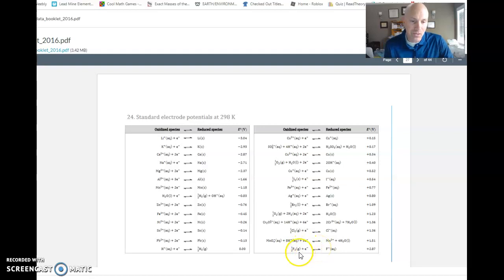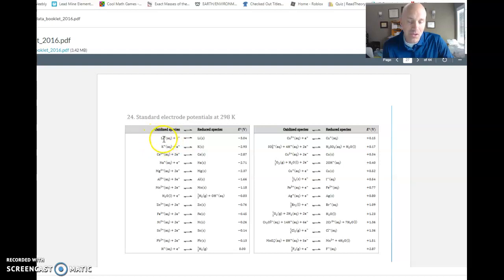Since fluorine is getting reduced here, that means this right here is acting as an oxidizing agent. Since it's the most likely to occur in this entire chart, this right here would be the strongest oxidizing agent. By comparison, if this is the strongest oxidizing agent, this would be the weakest oxidizing agent.